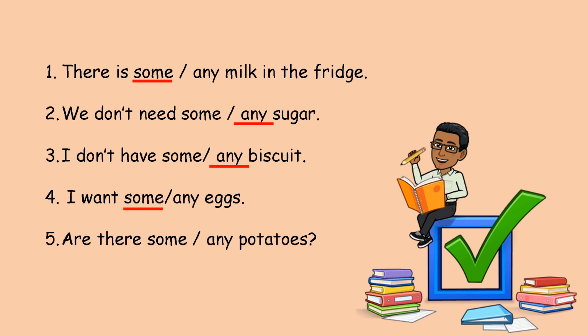Let's try the final one, number 5. Are there any potatoes? Are there some potatoes, or are there any potatoes? Look at this sentence. You have a question mark there. So this is a question. Remember, for questions and also negative sentences, we use any. So the answer for number 5 is, are there any potatoes? Okay, well done everyone. Bravo, bravo.